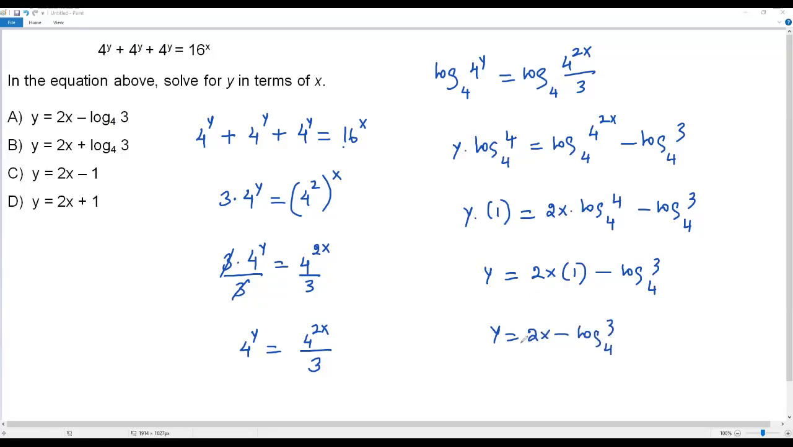Okay, now I have solved for y in the given exponential equation in terms of x. So I find this solution, y equals 2x minus log base 4 of 3, in option A. The correct answer choice for this question is option A.